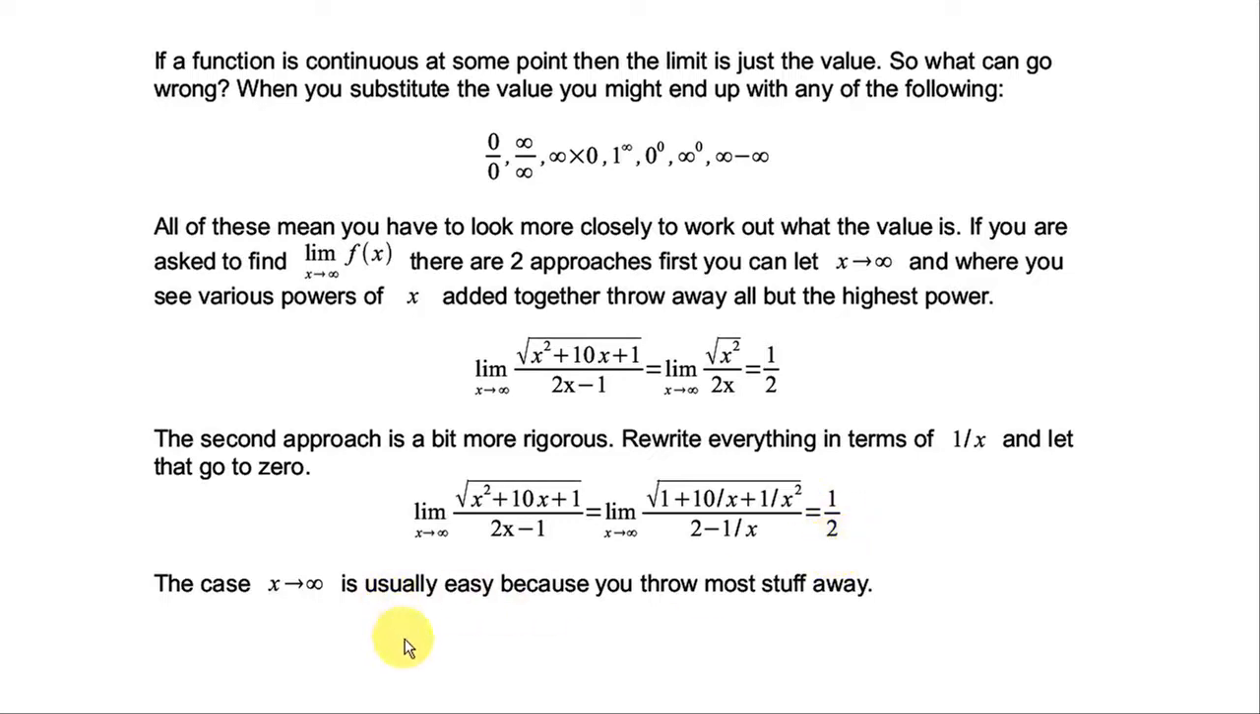So the case when x goes to infinity usually is quite simple, in fact, because although you get a lot of infinities everywhere, they just simplify usually most of the time, because you just got to throw most stuff away.